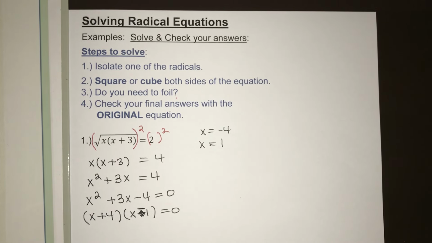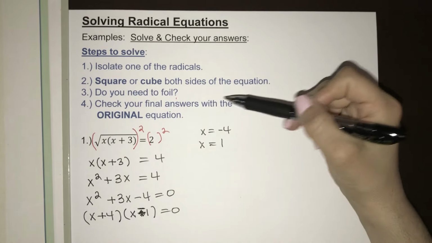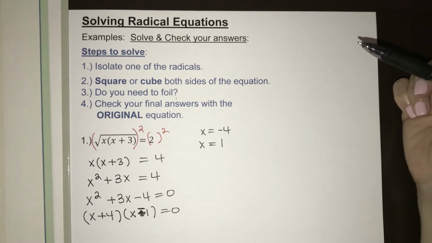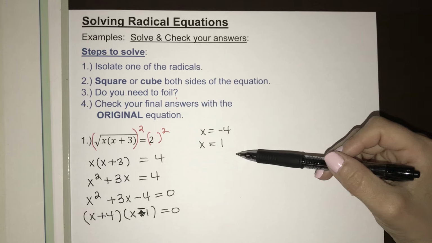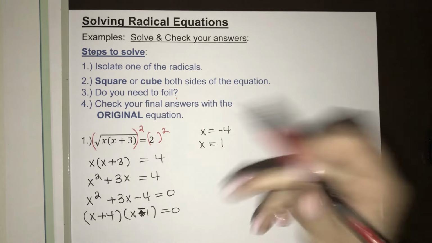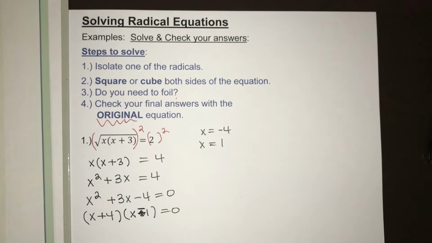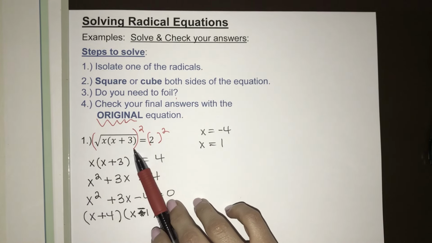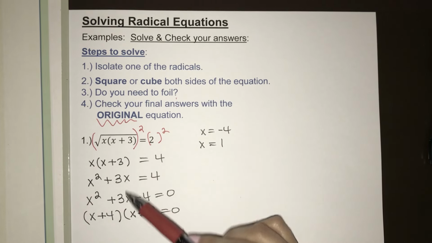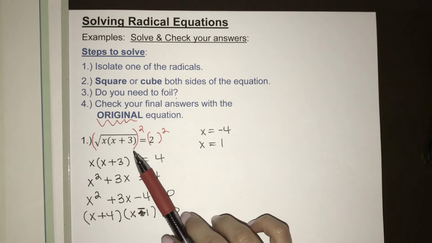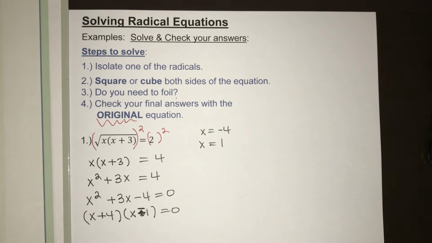The last step, check your final answers with the original equation. In this case, I have 2 solutions, so I have to check both of them. And you always check with the original equation. The original equation is the equation that's given up here. I do not plug in my solutions to anything you've written afterwards. So always the original equation.